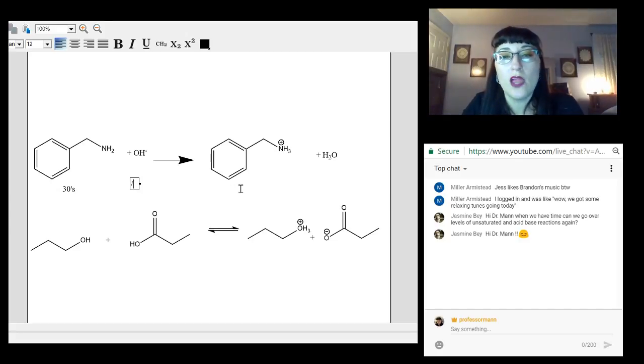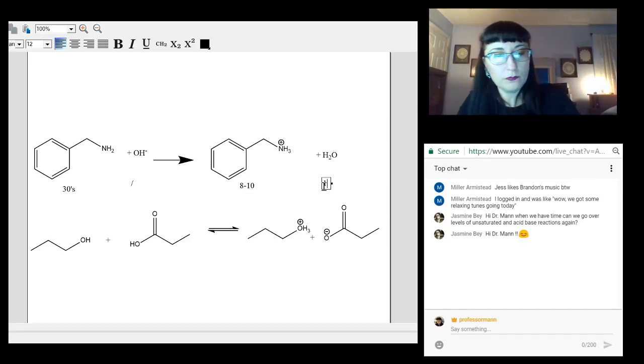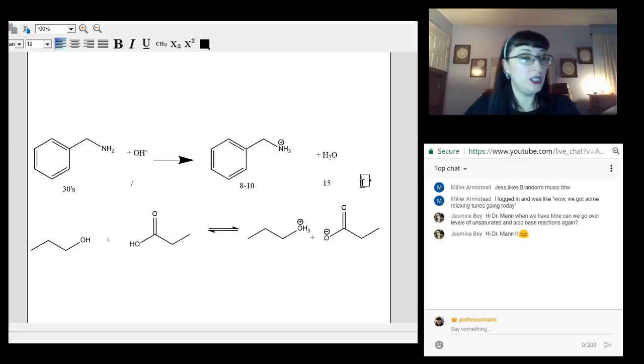And then down here I have a protonated amine, meaning the NH2 has been protonated. It's undergone an acid-base reaction. And a protonated amine has a pKa of about 8 to 10-ish, you know, and then water is about 15.1, right? So we can look at this and kind of identify what's going to be your acids and bases in this situation.